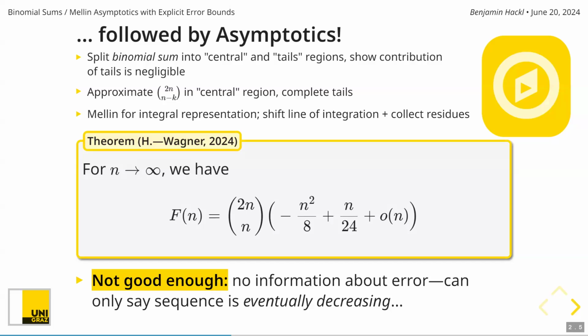We only know that the sequence that we have is eventually decreasing, but that's not what we want to have. We want to know, is it decreasing from n greater or equal to 3 on, or for at least this function here for n greater or equal to 5. So what we need is more information on that guy over here, the little o of n. And this is something that's said very easily than done.